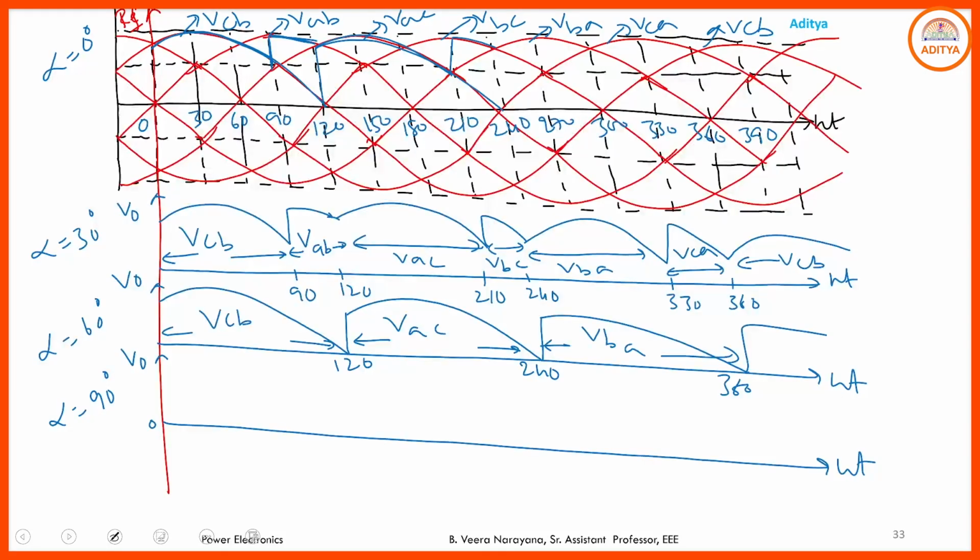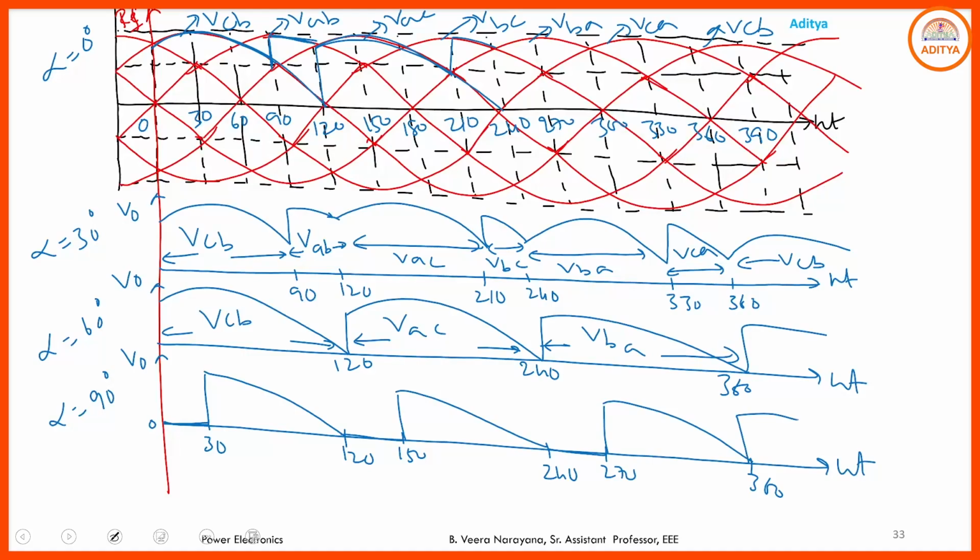0 to 30, output voltage is 0. Mention here 30, 120, 150, 240, 270, 360. Then 0 to 30 output voltage is 0, and again here VCB, again 0, VAC, again 0, VBA, again 0, and this one is VCB, VAB, VAC. Like this.